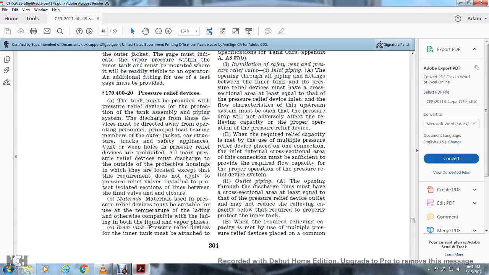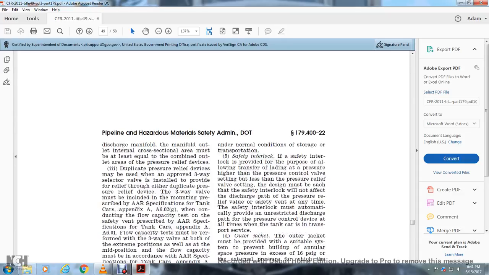2. The outlet piping. The opening of the discharge line, the cross-sectional area of the device, equal through the pressure relief device outlet, may not reduce the relieving capacity below that required to properly protect the inner tank. When the required relieving capacity is met by use of multiple pressure relief devices placed on a common discharge manifold, the manifold outlet internal cross-sectional area must be at least equal to the combined outlet area of the pressure relief devices.